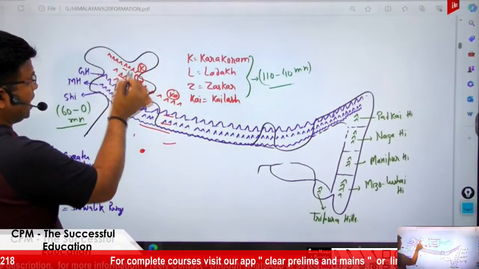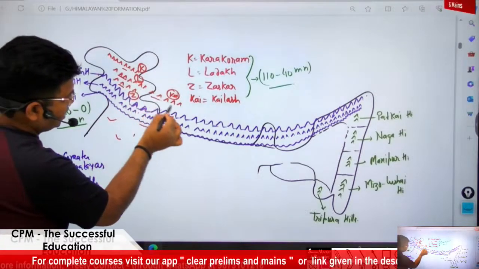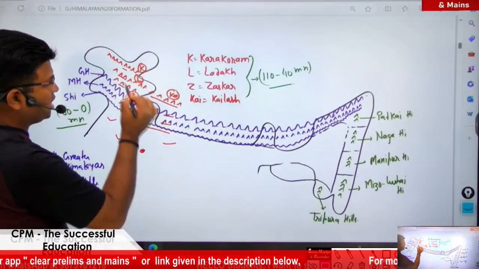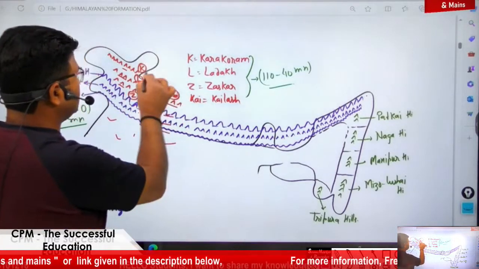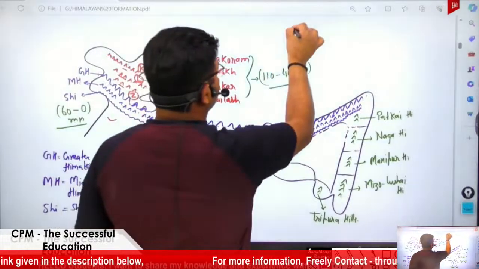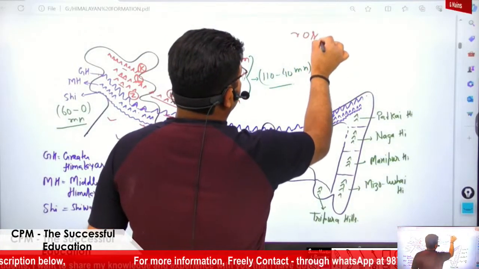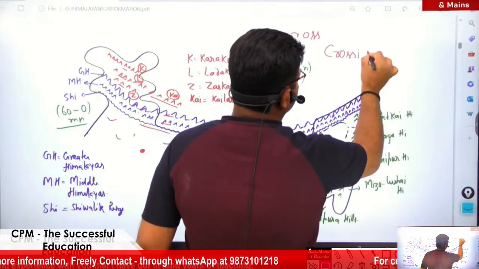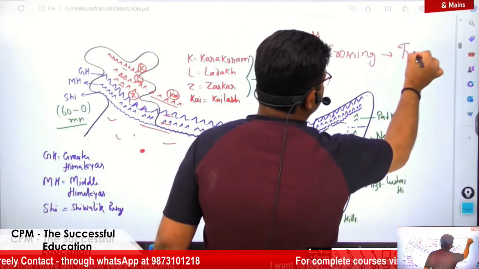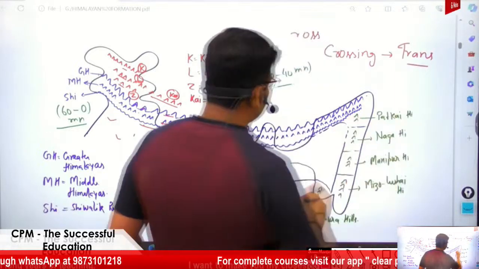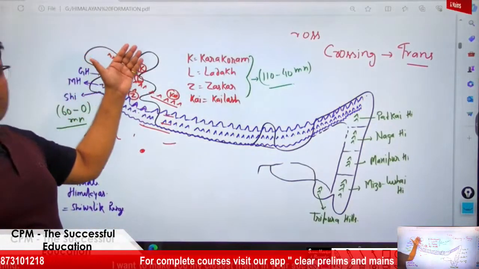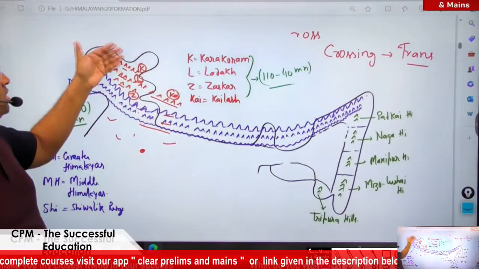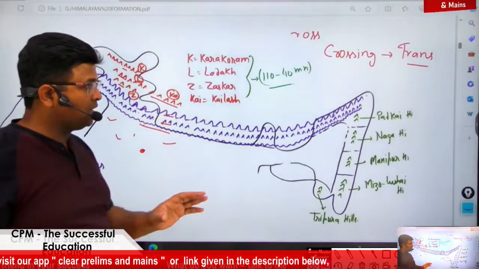So I said that Karakoram, Ladakh and Jaskar, and the continuation of Ladakh in Tibet, the Kailash range. After crossing this Shivalik, Middle Himalayas and Greater Himalayas, we will be able to see these mountain ranges. Crossing means trans. So after crossing the Himalayas, we will get some mountains, and that is known as the Trans-Himalayas. These are not Himalayas. Understood?